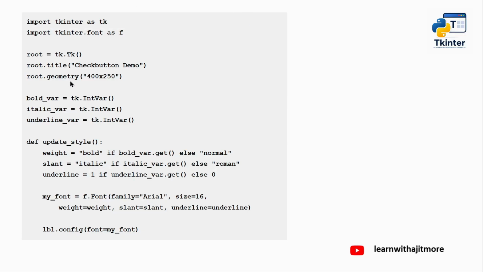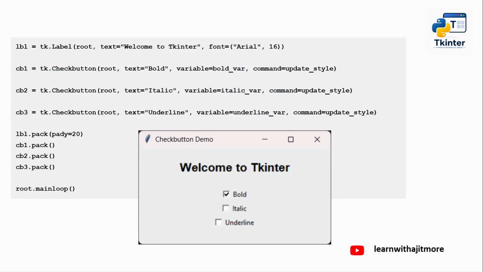See. So what I'm doing is I'm creating one very simple application. I'll just show you the output of the application first. Then we will design that application. First, I'm showing one title like this. Welcome to Tkinter. This is just a label. This is a main label.